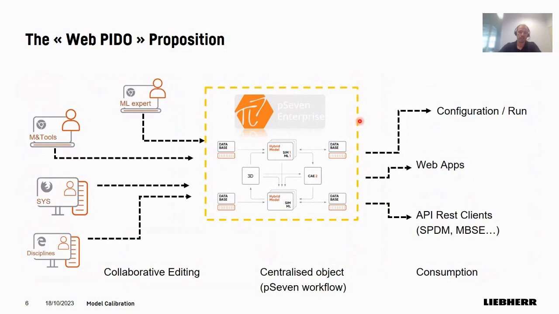Here we have the IT, which should be responsible for the installation and should provide the server and the hardware for the web application. And then all the end users and the optimization experts need to do is to push some codes to collaborate on the centralized object, which will be P7 workflow.